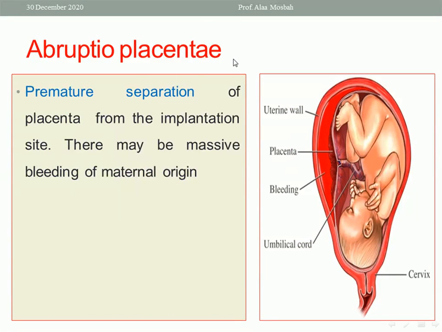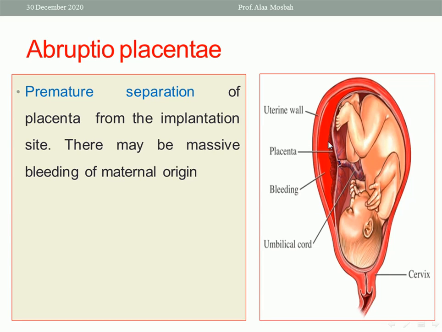Another complication or abnormality of the placenta is premature separation of the placenta. Normally, we know that the placenta starts to separate after the delivery of the fetus, with the delivery of the placenta at the third stage of labor. But what if part of the placenta becomes separated prematurely? This is called abruptio placentae or accidental hemorrhage. It may be revealed, concealed, or mixed type.